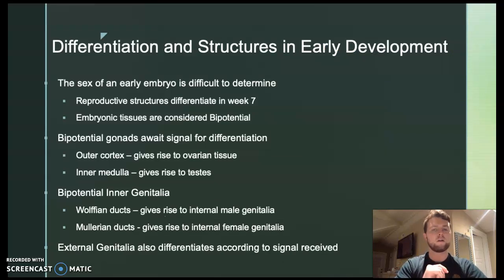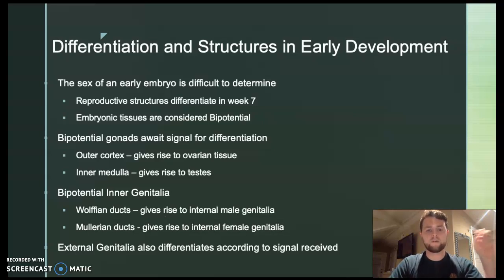Now we'll talk a little bit about the differentiation of sex characteristics and organs that occurs in the development of an embryo. Early on, the sex of an embryo is hard to determine because the reproductive structures do not begin to differentiate until the 7th week of development. Up until this differentiation occurs, the embryonic tissue that comprises the reproductive organs is considered to be bipotential, meaning it has the potential to become either sex.